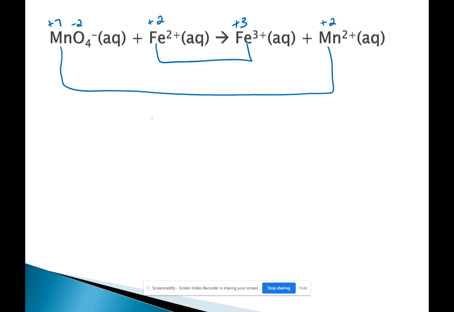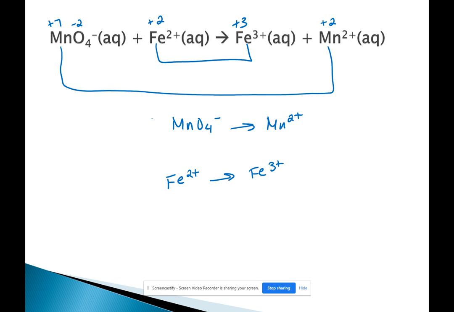So I'm going to break those two individual reactions out and write them separately. So we have the permanganate ion going to the manganese 2 ion, and we have the iron 2 ion going to the iron 3 ion. Now I'm going to take each half reaction individually and go through those steps. So first I will balance anything that's not oxygen or hydrogen. So I have one manganese on each side, so those balance. Then I will balance the oxygens using water.